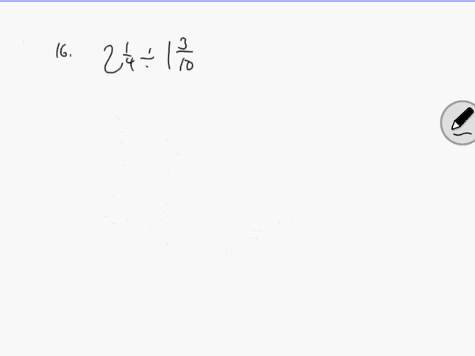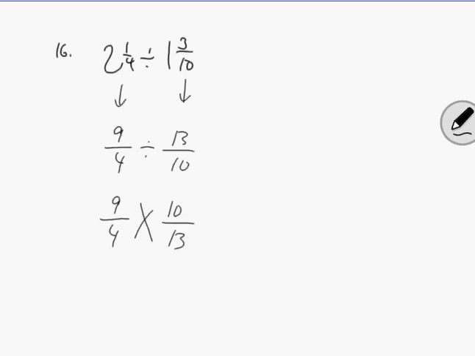Question 16, again, dealing with mixed fractions and division, so I don't want to use mixed fractions. 9/4 is the same thing as 2 1/4, divided by 13/10. A lot of people made this mistake. They kept the first fraction, they changed the division to multiplication, but they didn't change this to the reciprocal. You have to use the reciprocal of the second fraction.